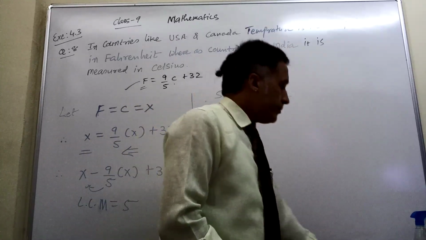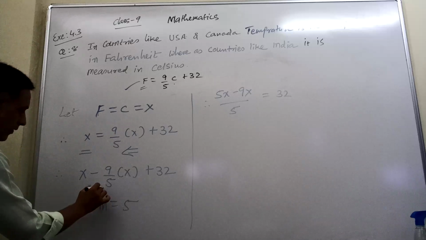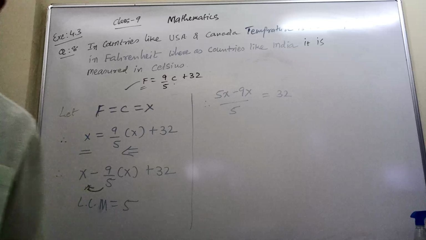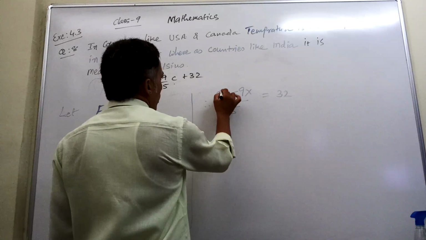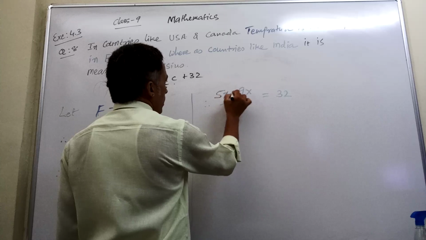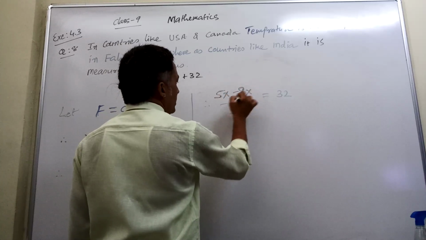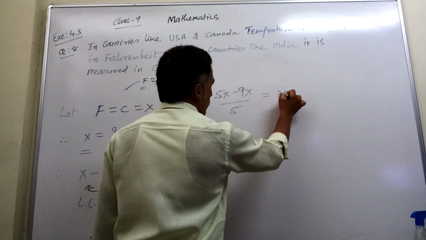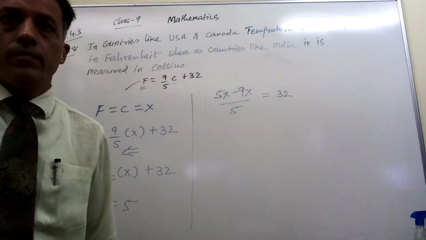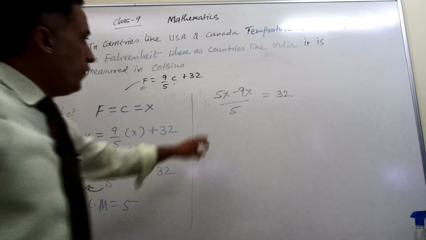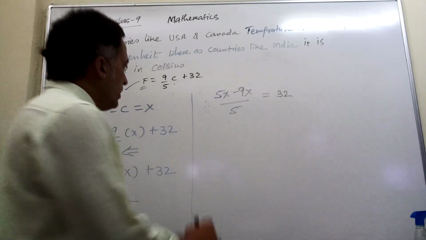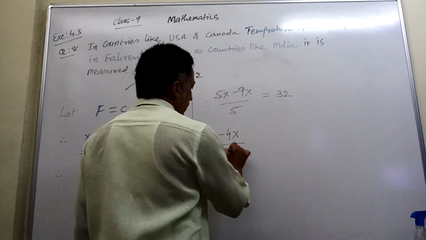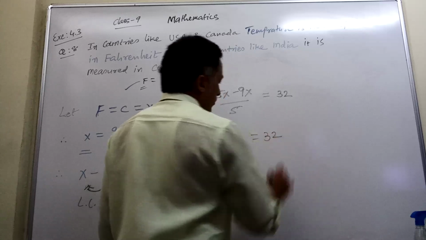I am repeating, when I am taking 5 as the LCM, this 5 will multiply with X. So I will have 5X minus 9X upon 5 is equal to 32. 5X minus 9X, and that result is minus 4X upon 5 is equal to 32.